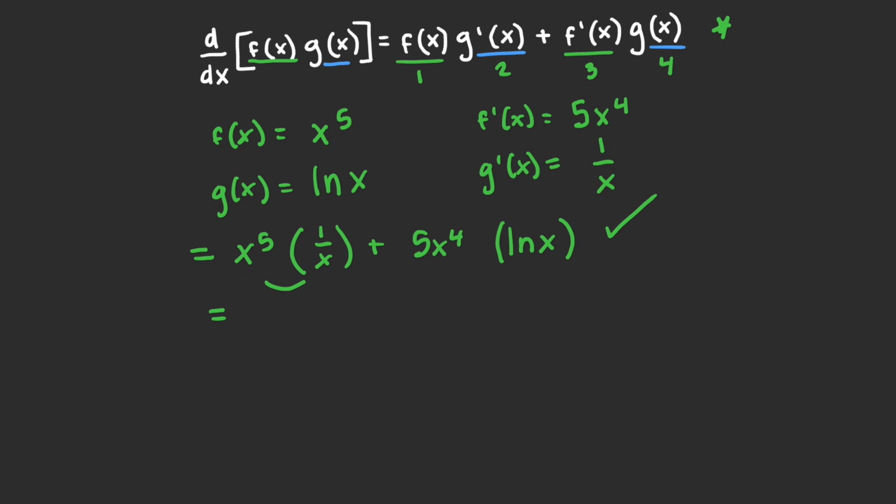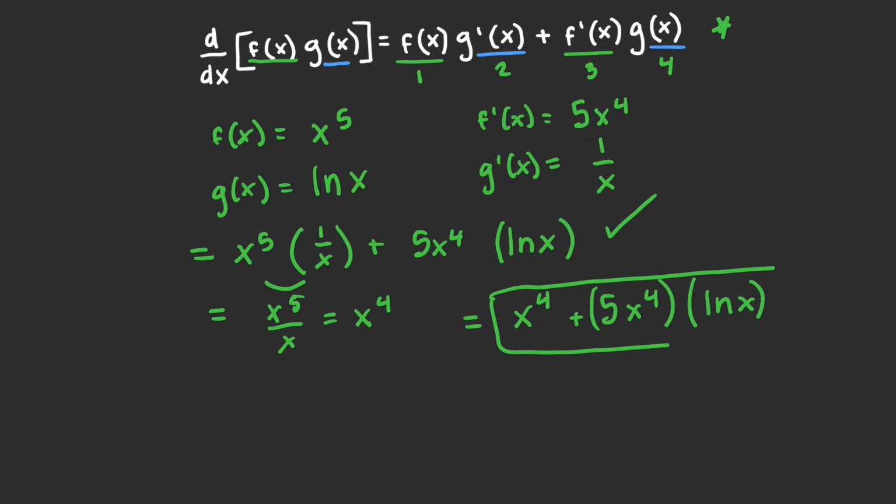And if you multiply those two together, you would get x to the 5th power over x, which would simplify to x to the 4th power. So our final answer would be x to the 4th power plus 5x to the 4th power times the natural log of x. That is our final answer for this one.